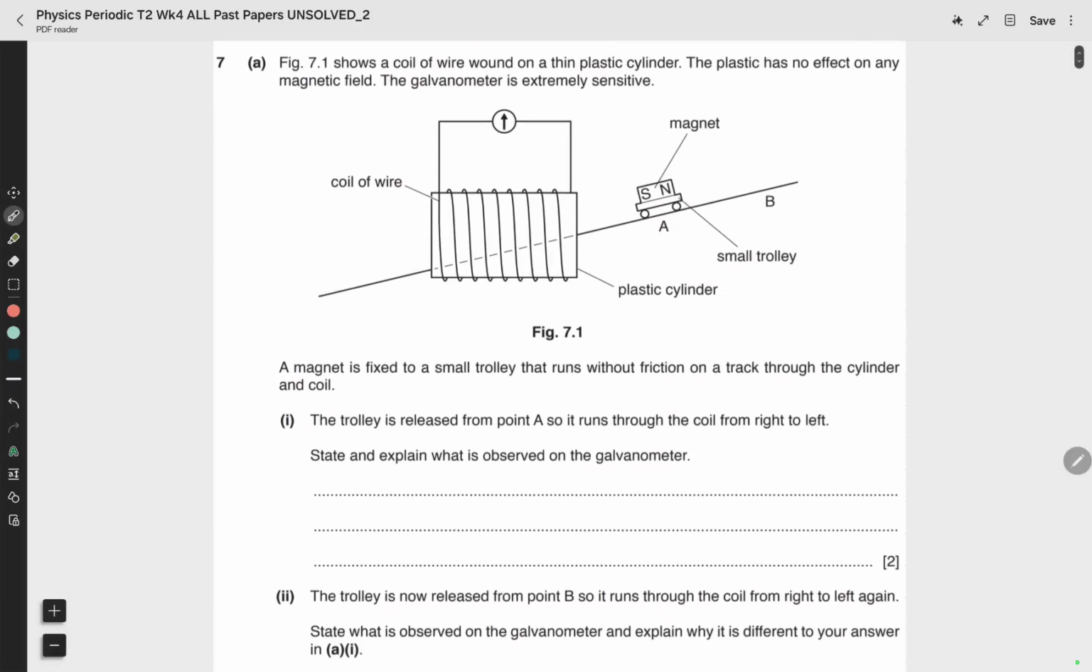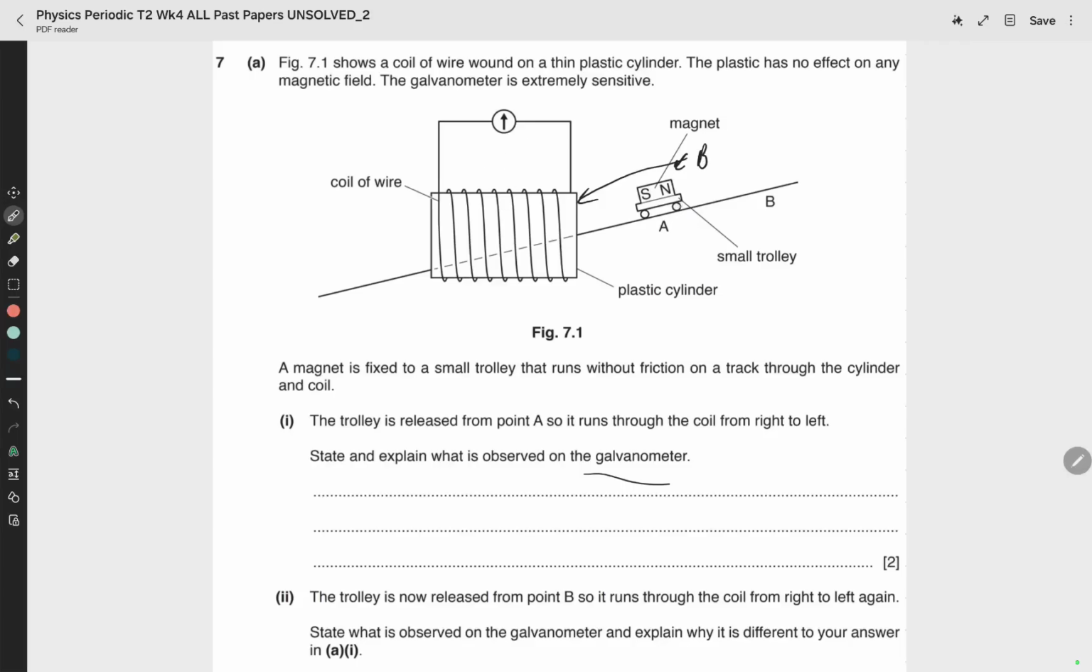The trolley is released from point A, so it runs through the coil from right to left. So it goes like this, right? State and explain what is observed on the galvanometer. Obviously, you have the magnet over here, and when it comes to the left, it's going to create a magnetic field, right? It's going to have this magnetic field. So you have this B, you have the force.